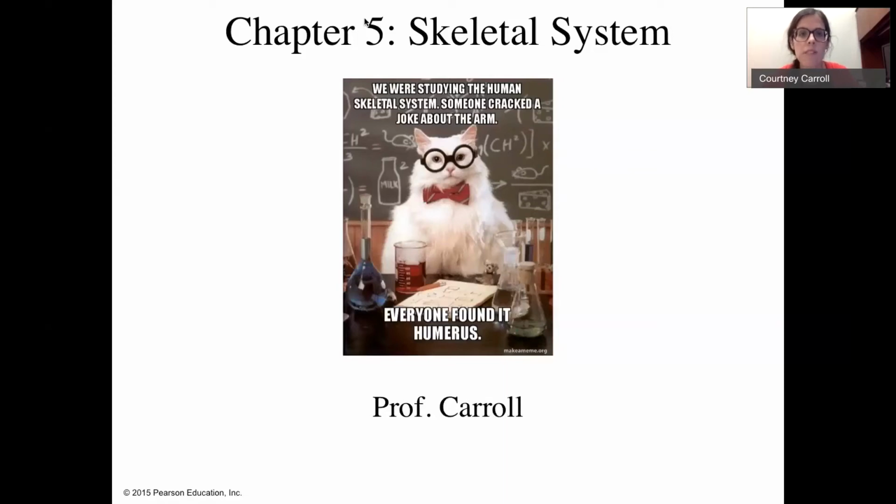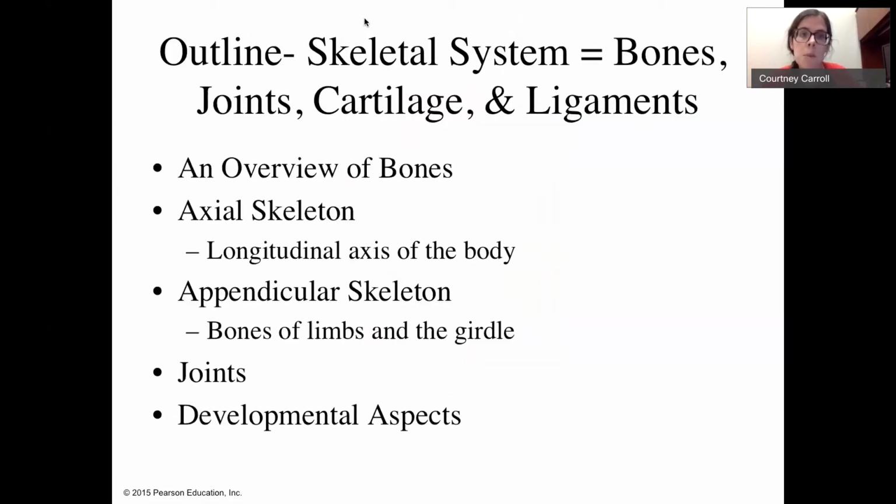Welcome to Chapter 5. In this video, we're going to discuss the microanatomy and overview of our skeletal systems. So as an outline, keep in mind that the skeletal system incorporates not just bones, but also our joints, our cartilage, and our ligaments. For this video, we'll talk about the overview, and then for the next video, we'll talk about the axial and appendicular skeleton, as well as joints and developmental aspects.